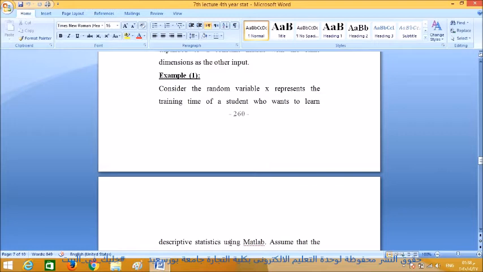Example: consider the random variable x that represents the training time of a student who wants to learn descriptive statistics using MATLAB.